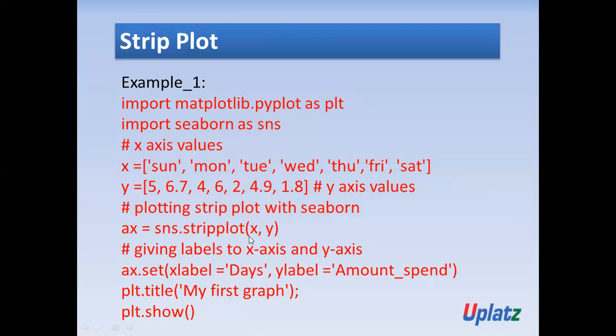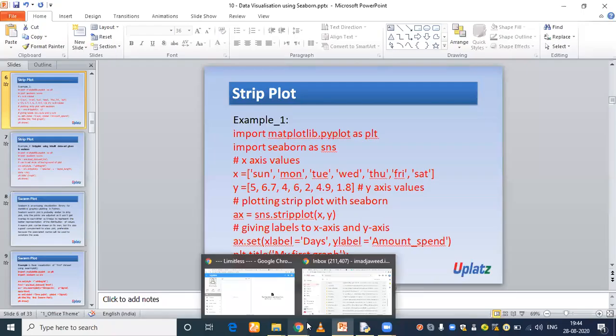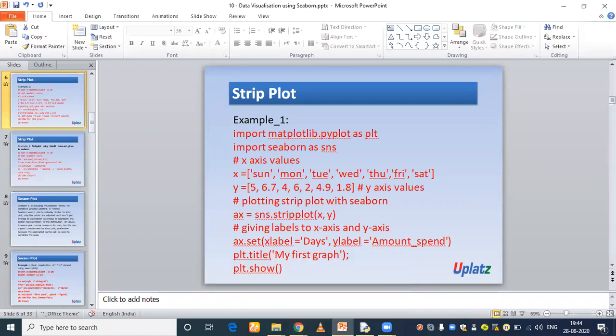Since we want to add labels on the x-axis and y-axis, the result of this we are assigning to the variable ax, and then with the help of the function ax.set, inside that you need to pass the parameters xlabel, what you want on the x-axis, and ylabel, what you want on the y-axis, amount spent. And then plt.title, with the help of this we can assign the title to our chart, and then plt.show to see the plot. Got it? Now it's time for us to execute this code in Python. So see here.